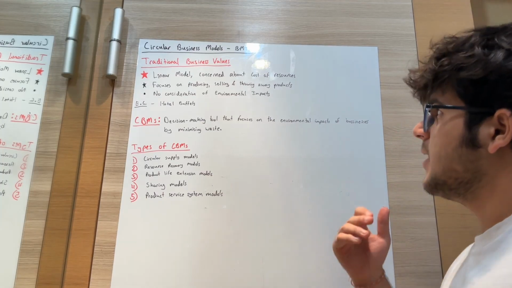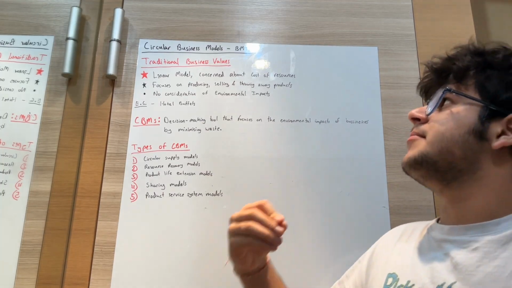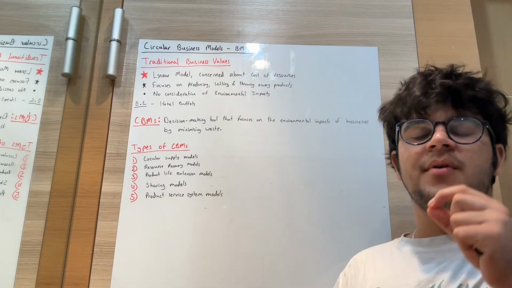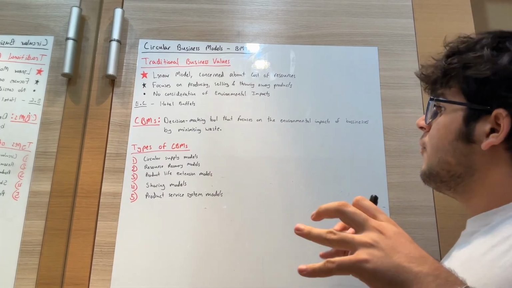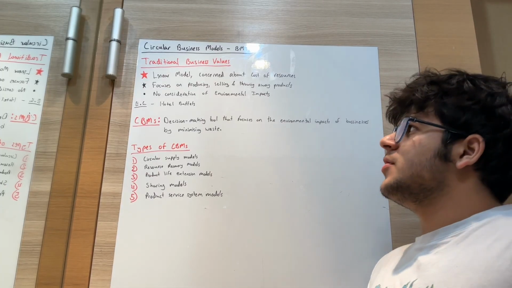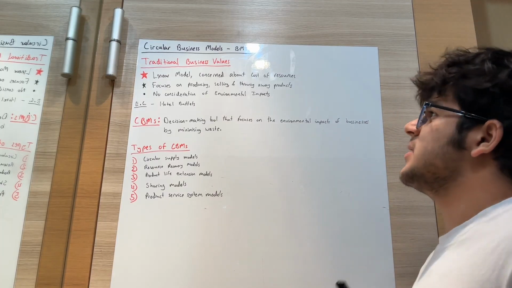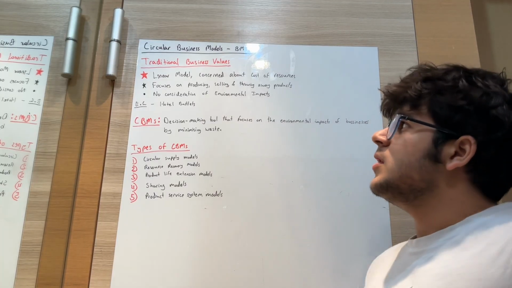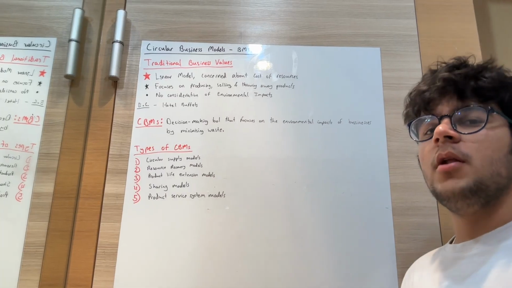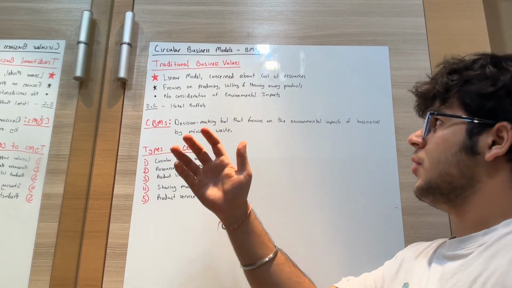Okay, so today we're going to look at the circular business models, BMT number 8. Before we get into the circular business models, we have to understand what traditional business models actually are. Traditionally, businesses follow this linear model, okay?